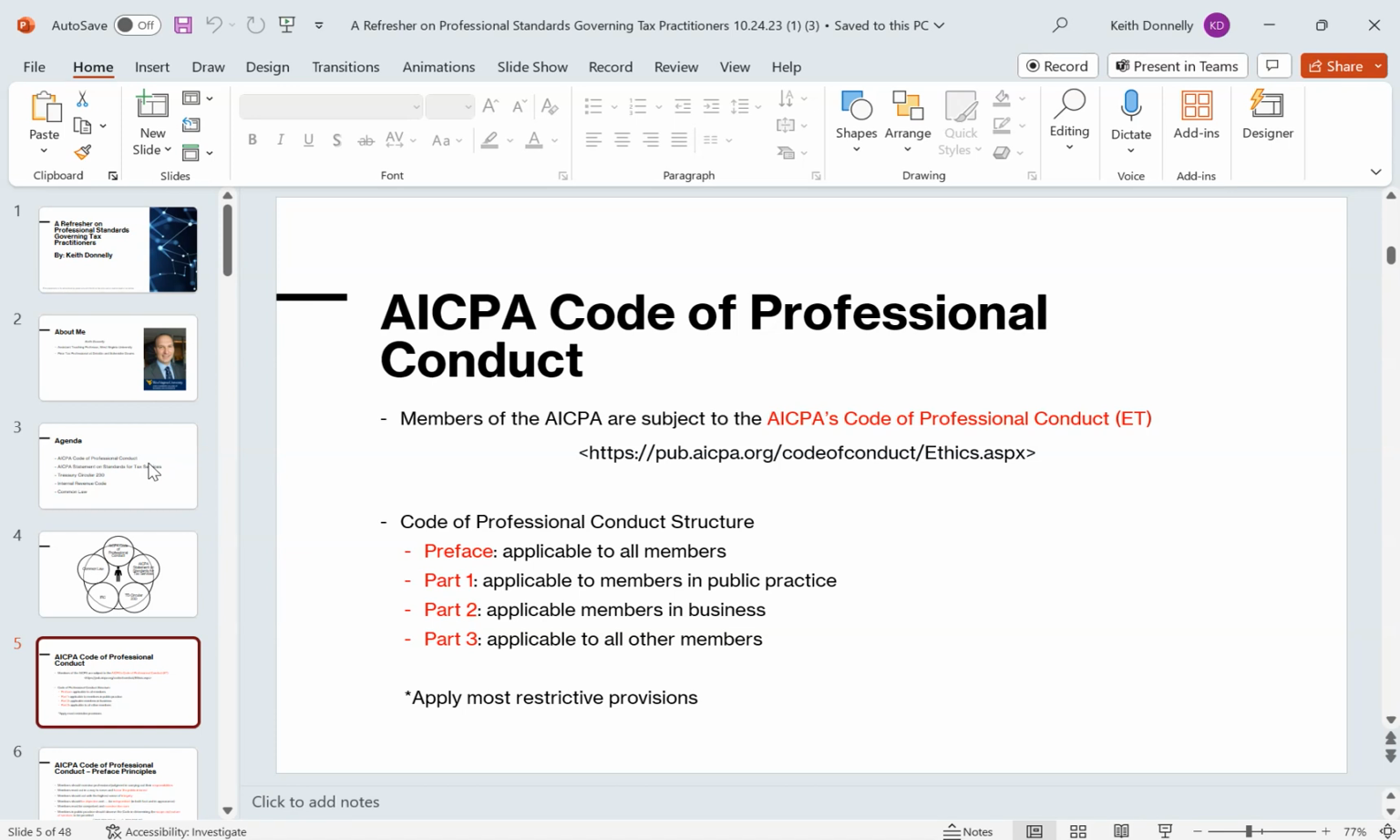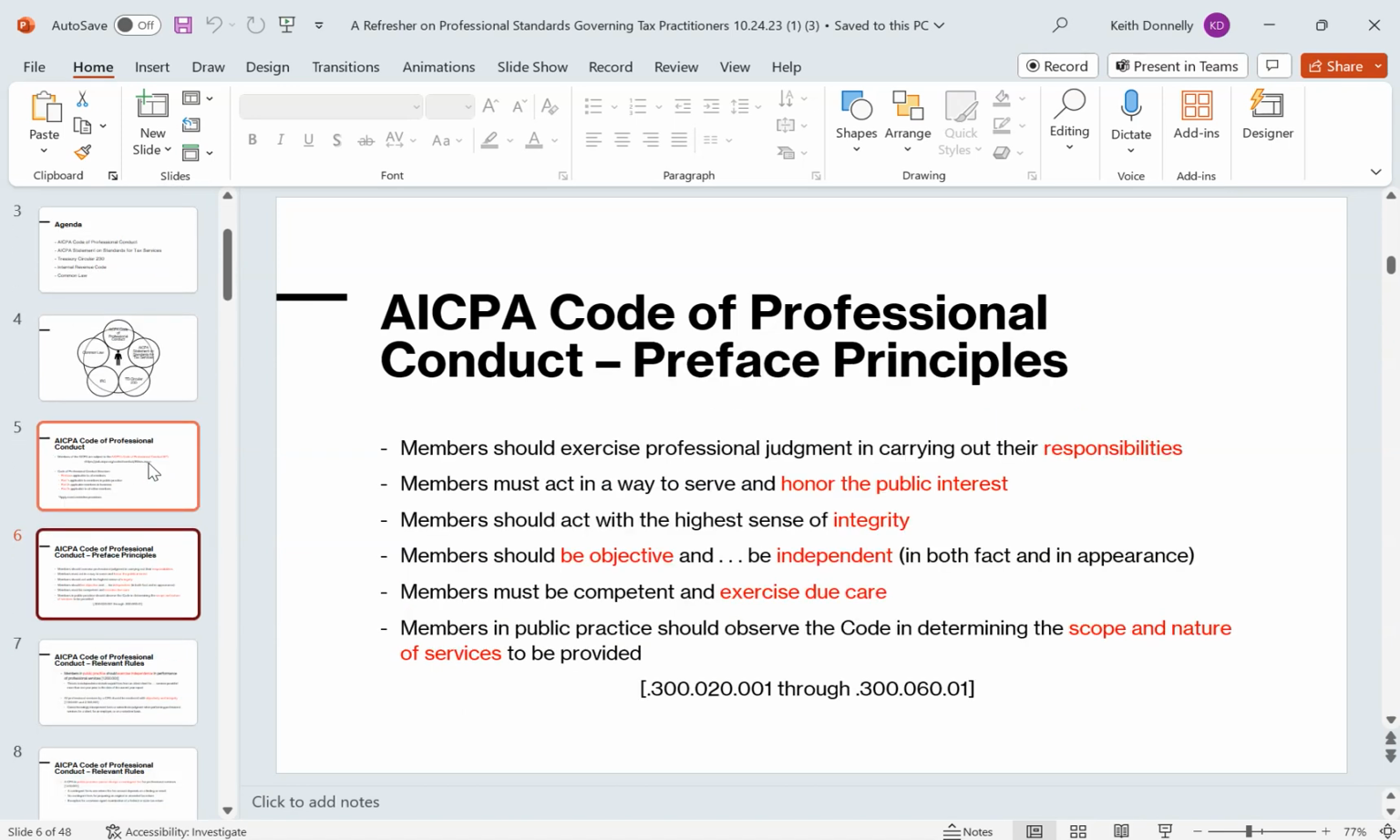At a high level, if we were to break this down, it's really in four areas. You're going to have a preface, a part one for people in public accounting, part two for people in industry, and then part three that would be applicable to all other members. And if you fall into multiple buckets, maybe you do a little public and a little private industry, you're a consultant, you would apply whatever provision would be the most restrictive between the different parts.